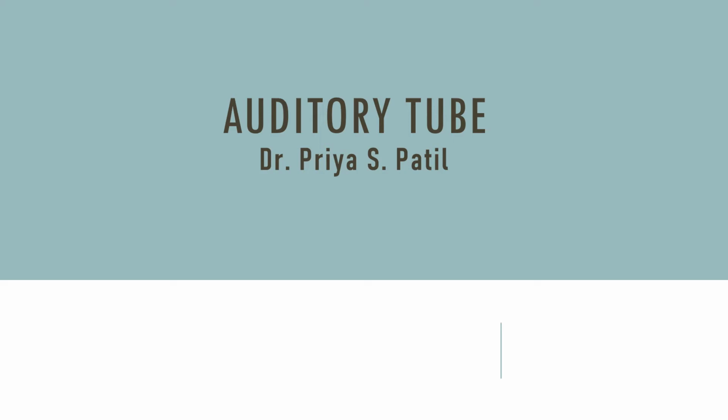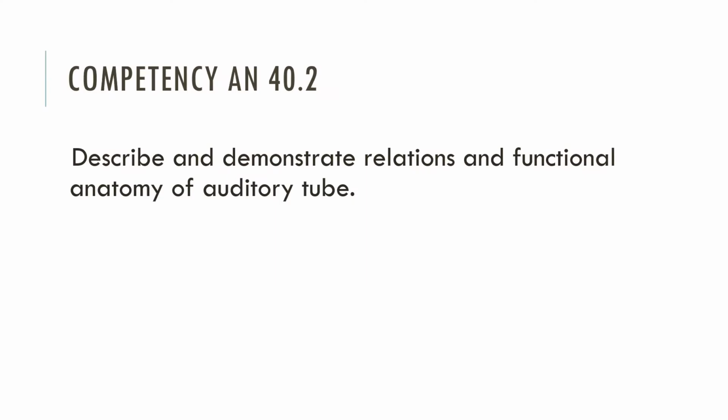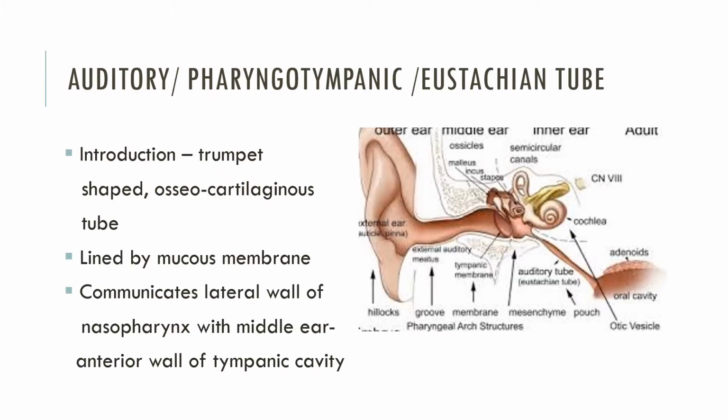Hello, today we will see the auditory tube. Auditory tube is also called as the pharyngotympanic or the eustachian tube. It is a trumpet-shaped osteocartilaginous tube that is made up of bone as well as elastic cartilage. It is lined by mucous membrane and communicates the lateral wall of nasopharynx.